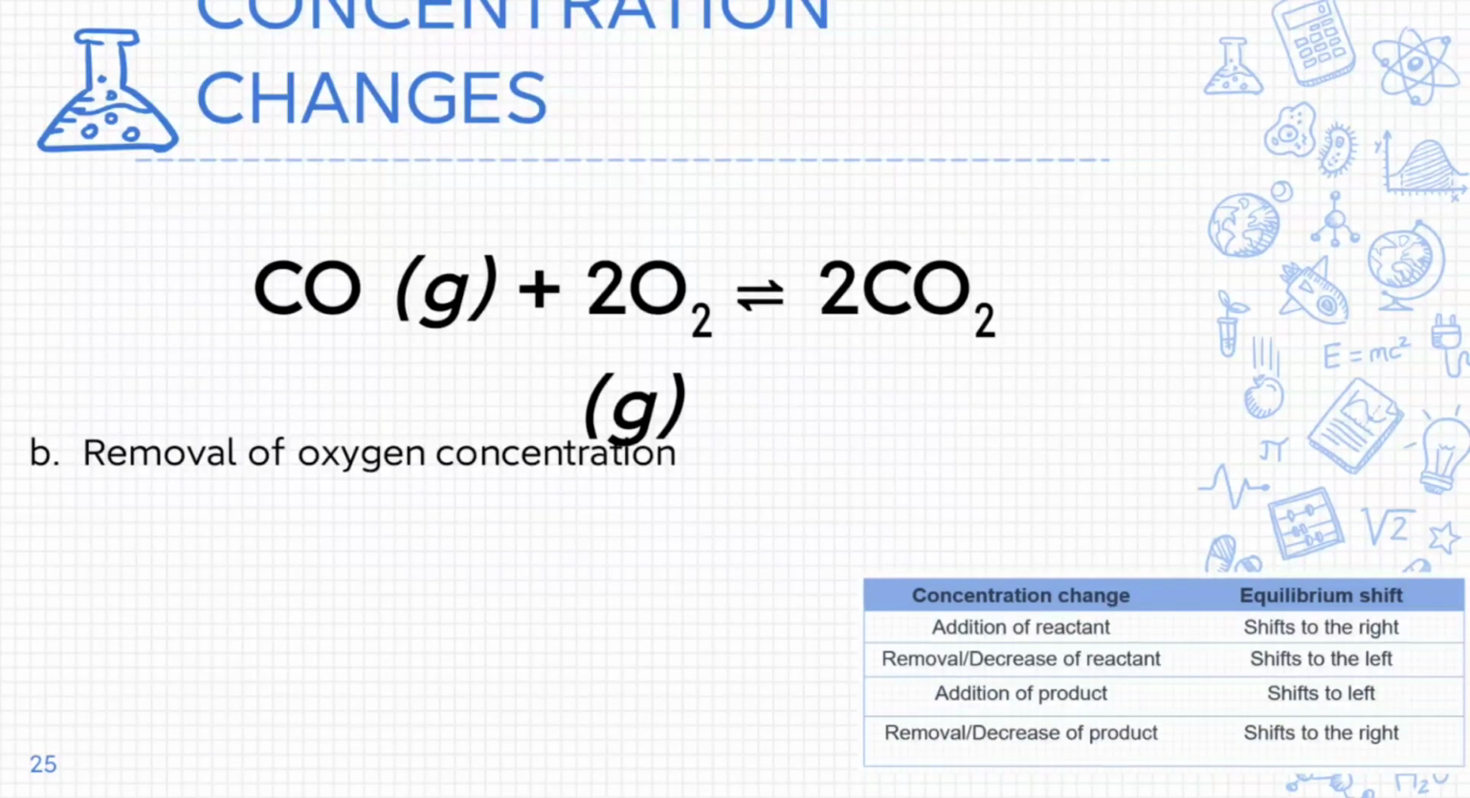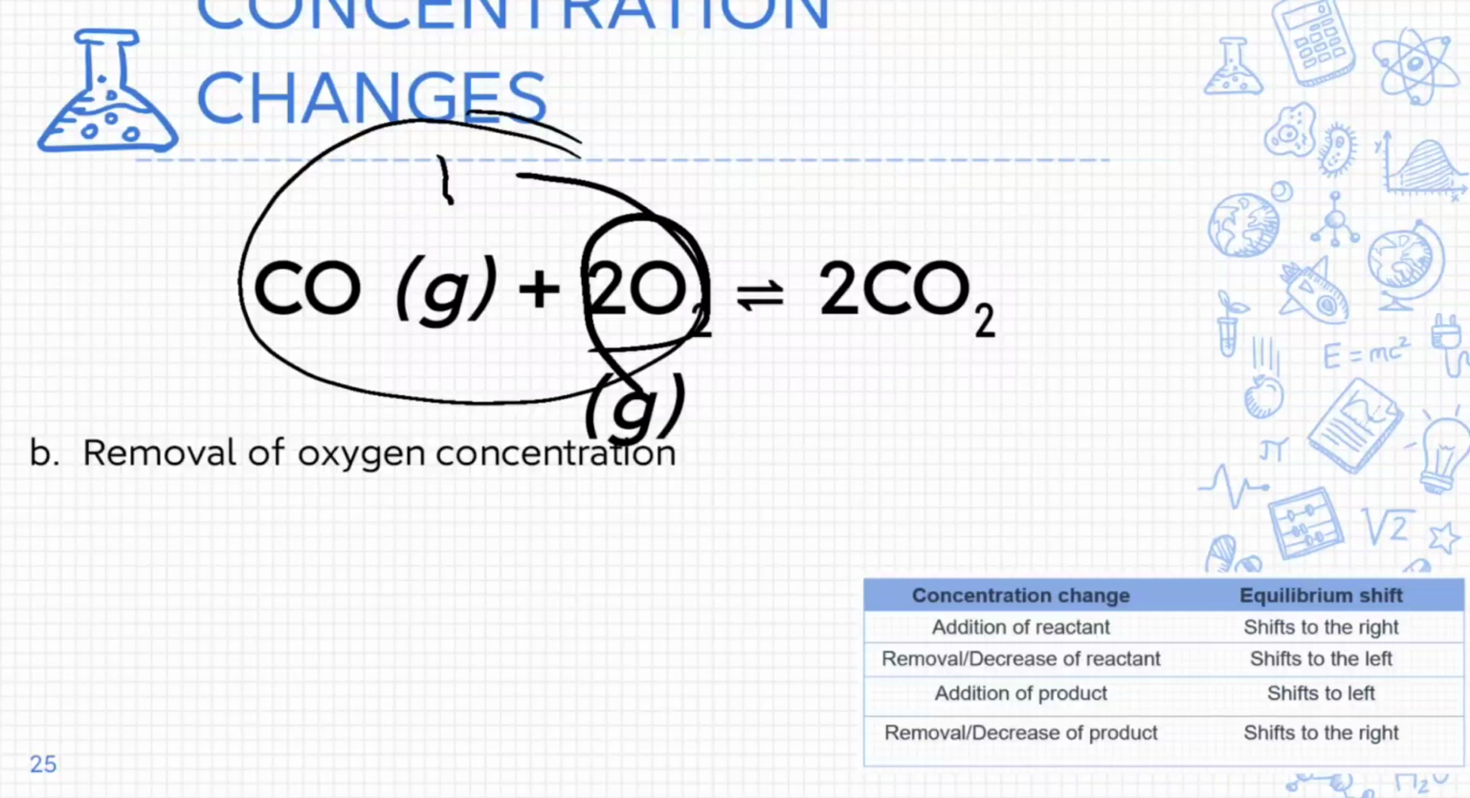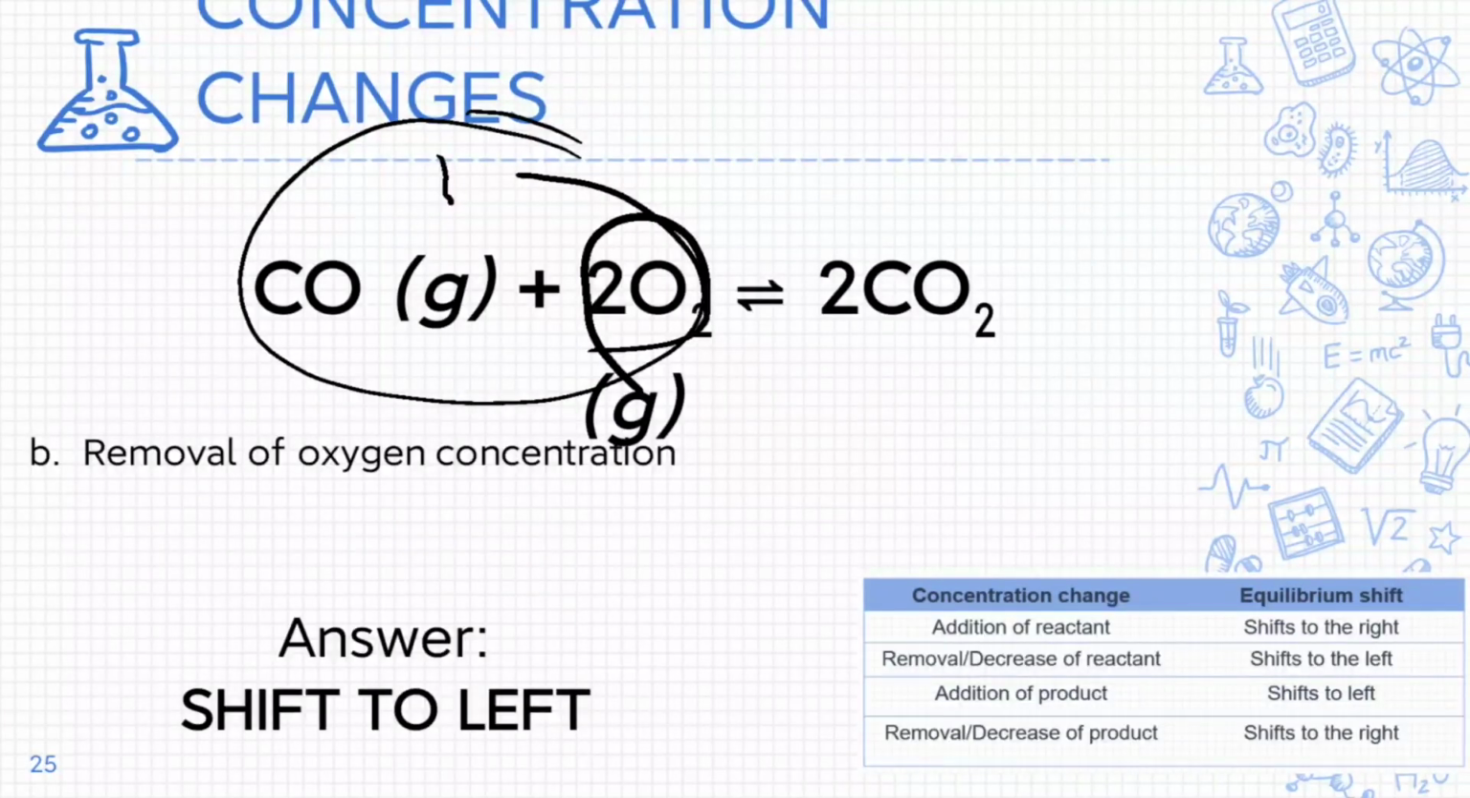Another example, if you remove the oxygen concentration, so again, nasan ba si oxygen? Reactant or the product? Nandun siya sa reactant. So, the equilibrium shifts to where the reactant is. So, it shifts to the left dito. So, let's check if we're correct. Yan, tama tayo. Okay?